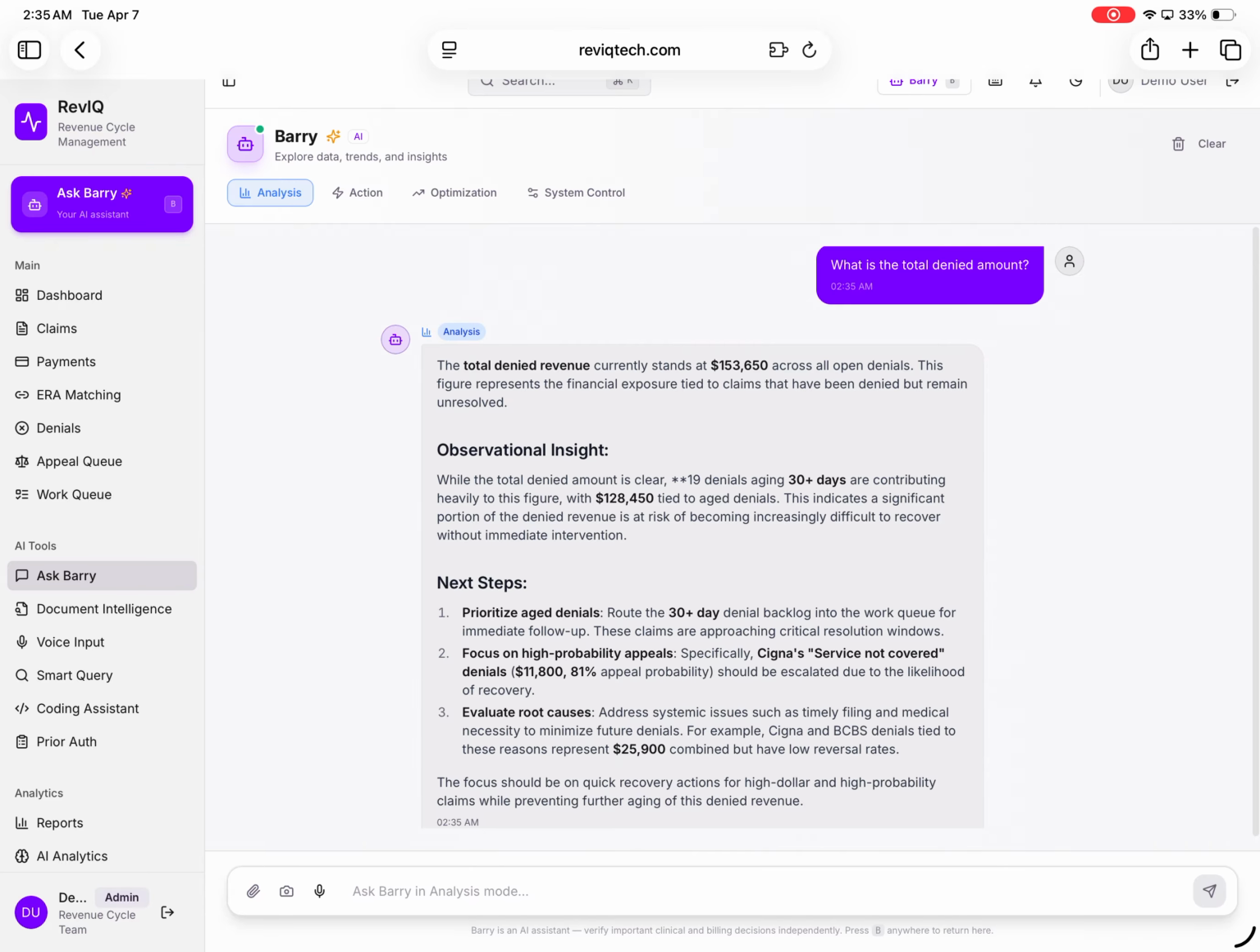Right now, we're in analysis mode. So Barry is just giving us a clear answer. No digging, no filtering, just the number immediately. But this is still just information. Let me show you the difference.